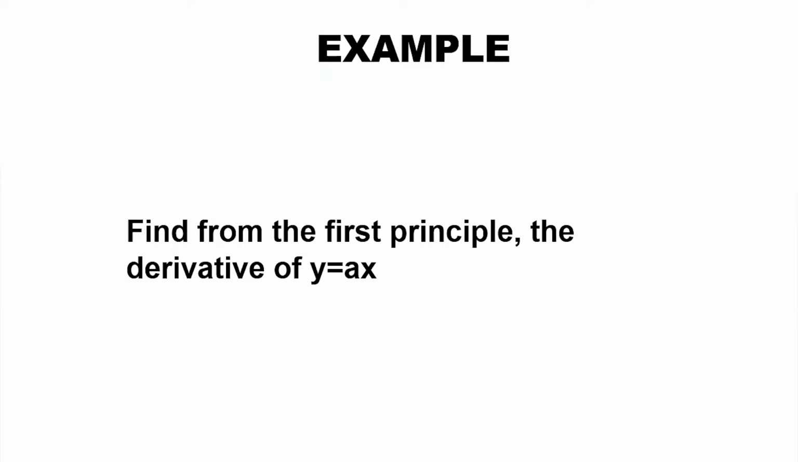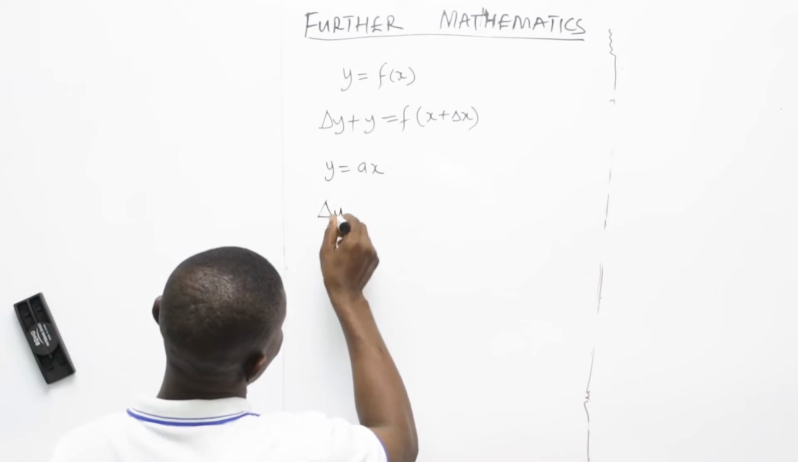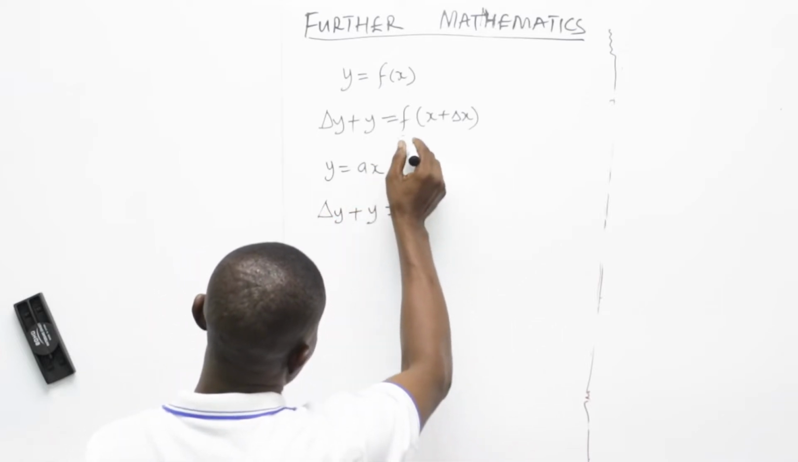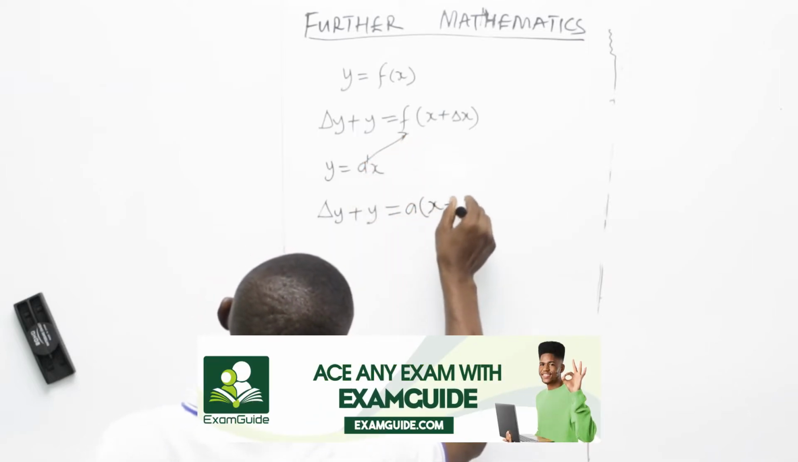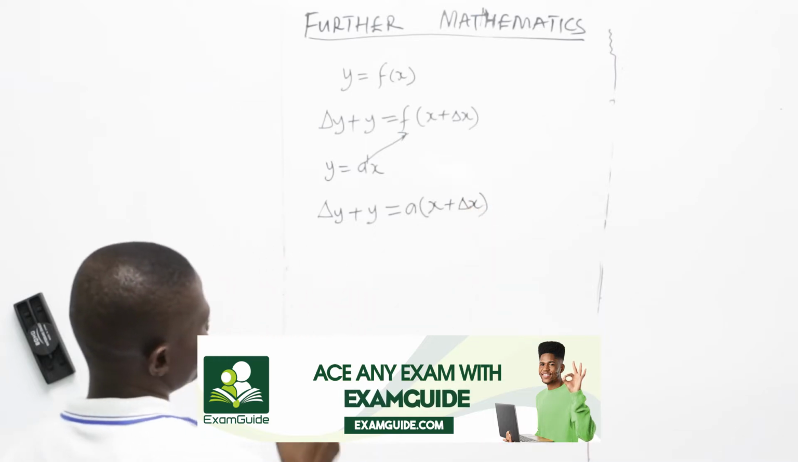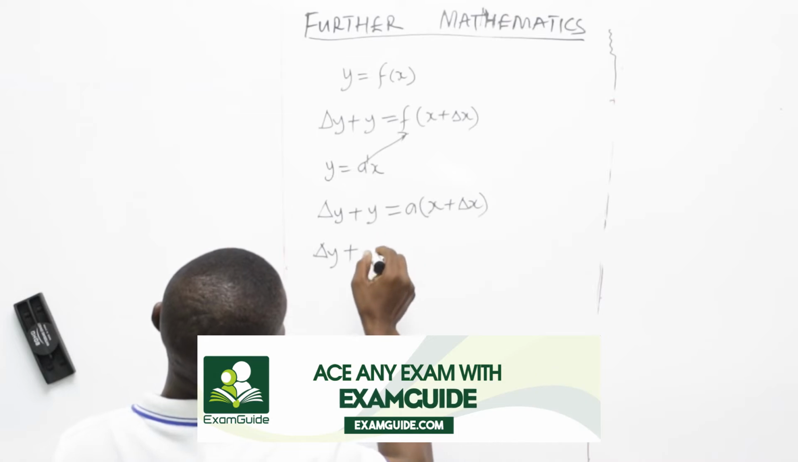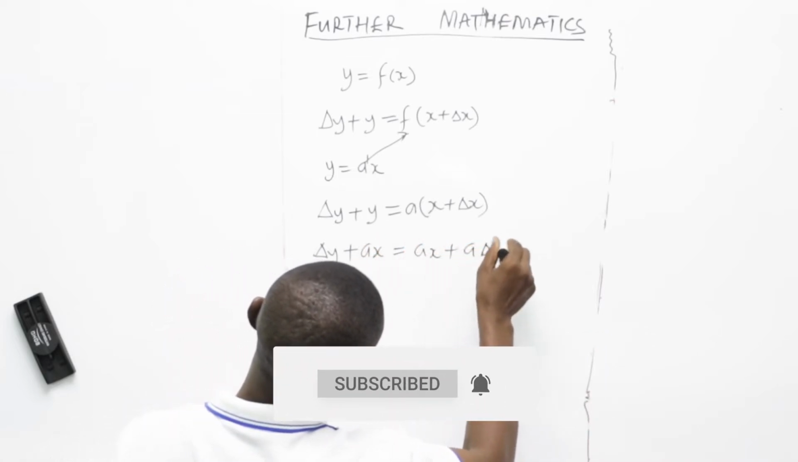Find from first principle the derivative of y equals ax. This is a function. Y is a function of ax. So y plus change in y equals a into x plus change in x. What is our y here now? It is ax. So we have ax plus a change in x.